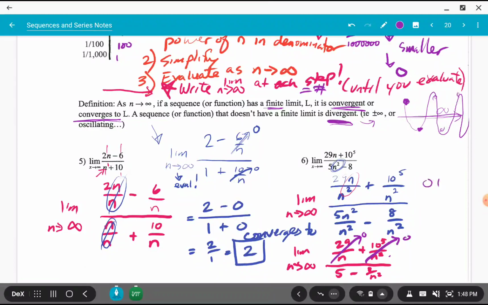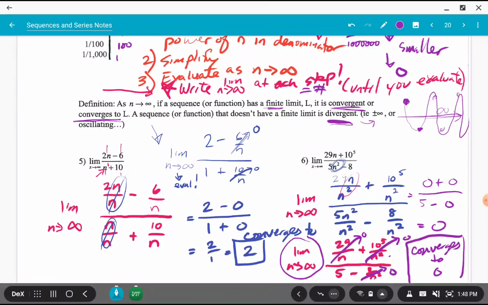So what we have is 0 plus 0 over, and then what we have is 5 minus 8 over n squared. Well, 8 is really, really small, over n, which is infinity, which is really, really large. So that's also going to 0. So you have 5 minus something going to 0. Because we have already evaluated our limit, we don't need to say limit anymore. And now we can say that this limit is going to 0 over 5, or 0. Because it's going to an actual number, we say it converges as well. And it converges to the value of 0, just like that.